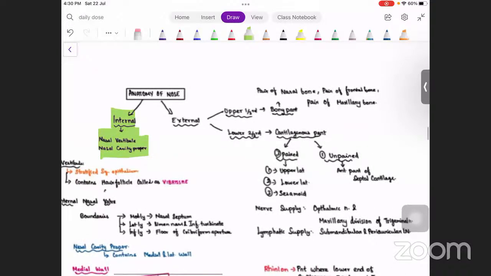While the external nose, upper one third is a bony part where it is formed by the pair of nasal bone, pair of frontal bone, and pair of maxillary bone. Okay, all three will form the upper one third of your bony part. While lower two third is your cartilaginous part, where you may see the three paired cartilage and three unpaired cartilage.